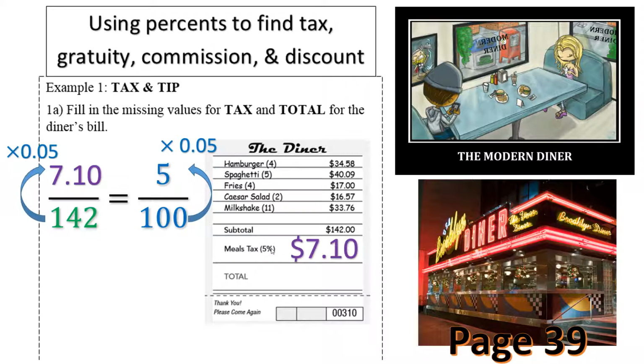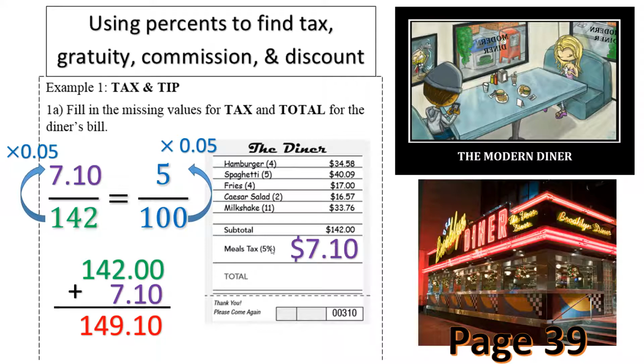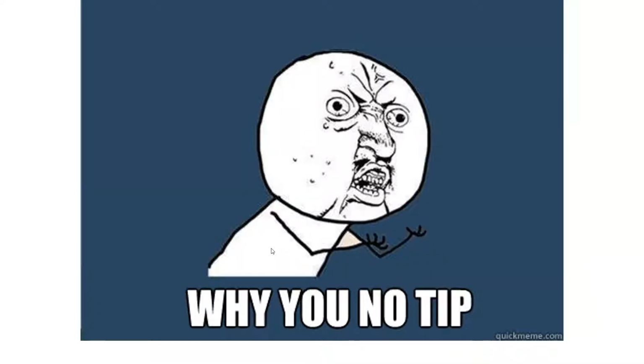And then the total for the bill is going to be the subtotal plus the tax. So if you add these two together, you should get $149.10. And then this says, why you no tip? So adding some meme humor in here.